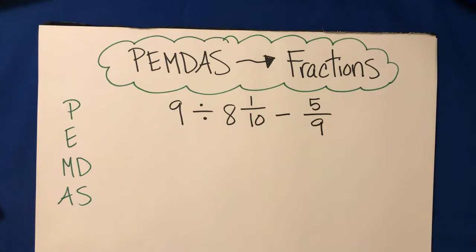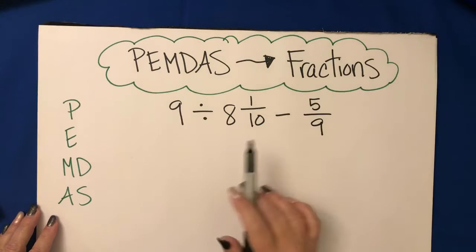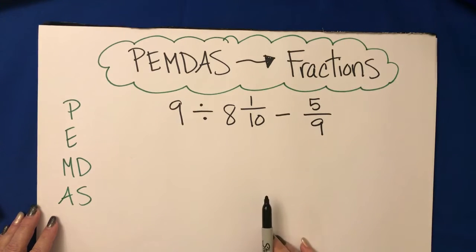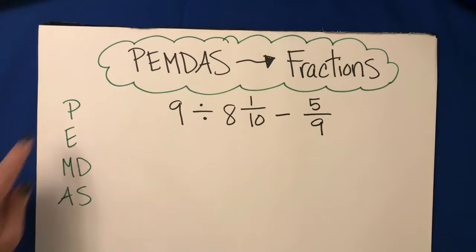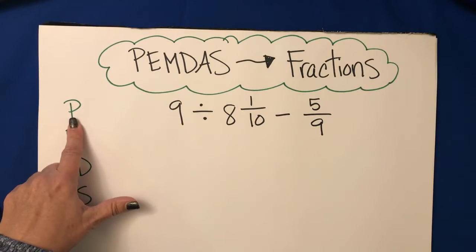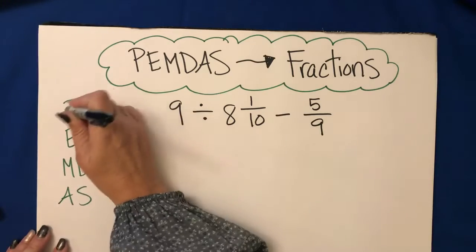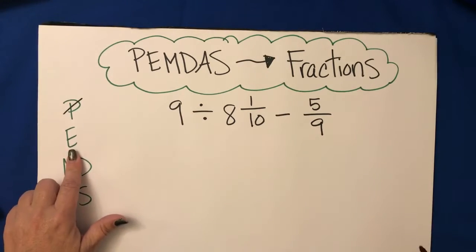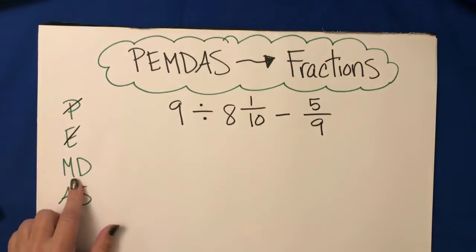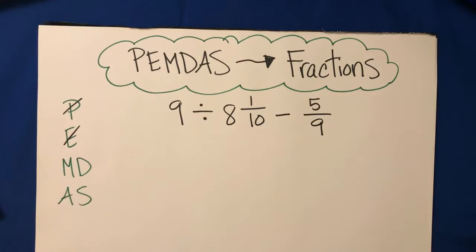Okay, so once you're ready, let's take a look and see how it works when we have fractions in here with a problem that has more than one operation. So I can see we have division and we have subtraction. So we're going to use our PEMDAS rules over here to figure out what to do first. So looking here, I don't see any parentheses, so I can cross this out. And I don't see any exponents anywhere, so we're going to jump right to multiplication and division.